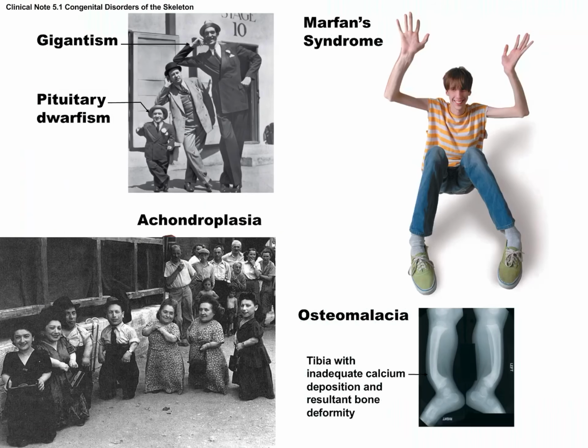Okay, so we're going to take a look at a few disorders to wrap up. We're going to look at achondroplasia. Achondroplasia is a disorder of not being able to grow taller. Your long bones, the epiphyseal plates, are not functioning.